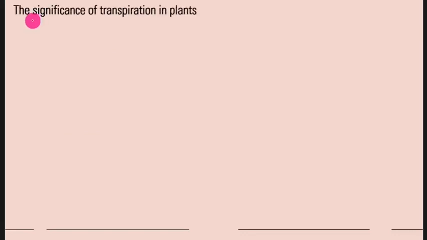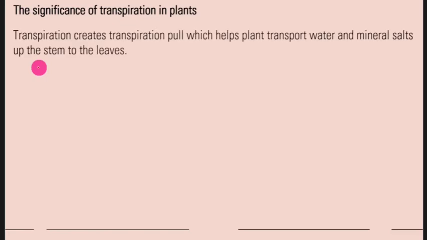Now let's look at the significance of transpiration in plants. Is transpiration, the loss of water through leaves, important in plants? How important is it? One, transpiration creates the transpiration pull, which helps the plant transport water and mineral salts up the stem to the leaves.